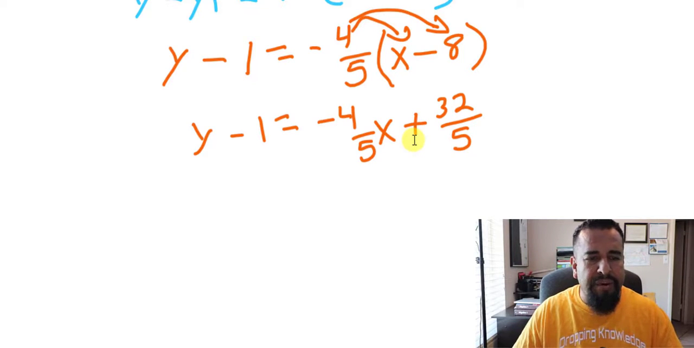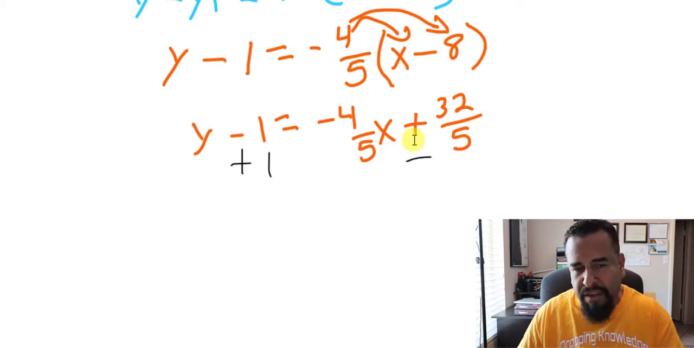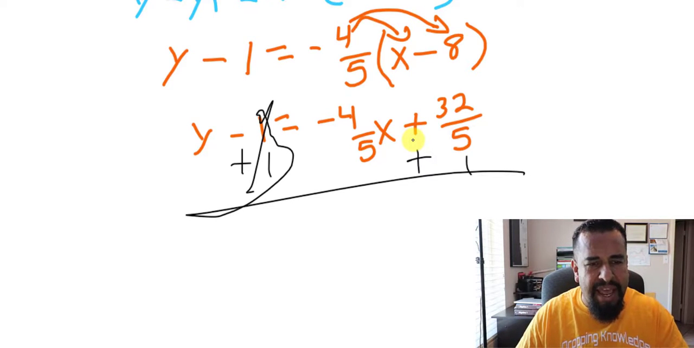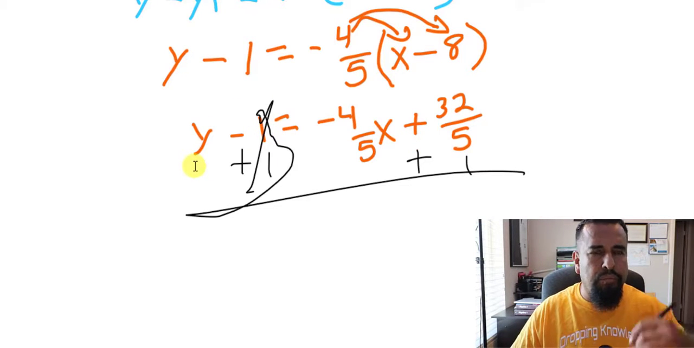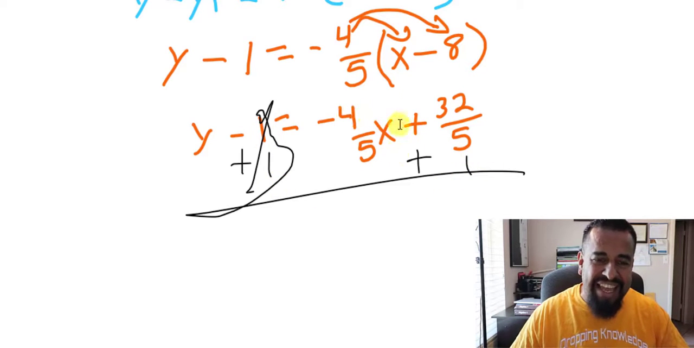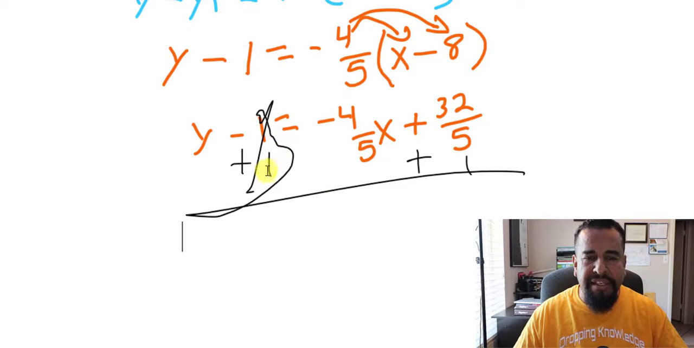All right, so now last step is we're going to add this 1. Remember, we want y by itself, so we're going to add 1 to both sides. Remember that you want y by itself, so you want to get rid of that. And not to add the 1 to this right here. This is a coefficient, this is a constant, and this is a constant. So we want to combine the constants together, okay?